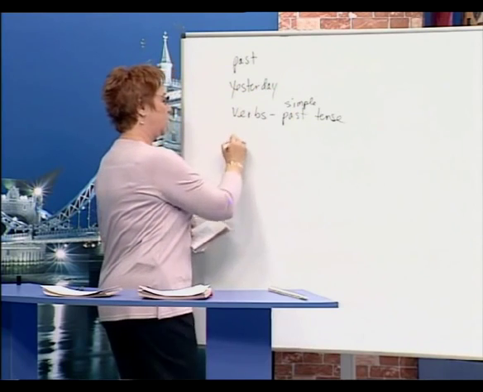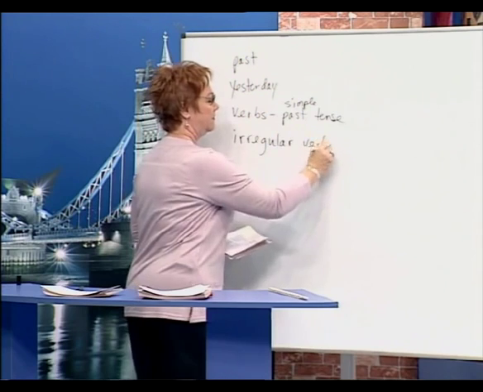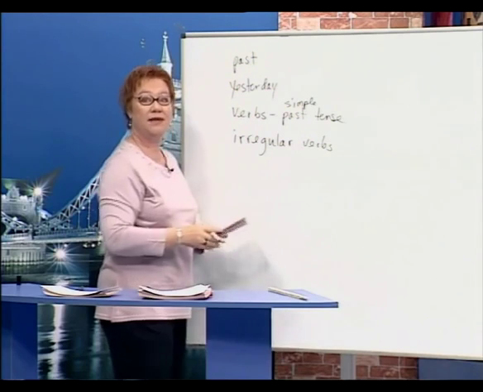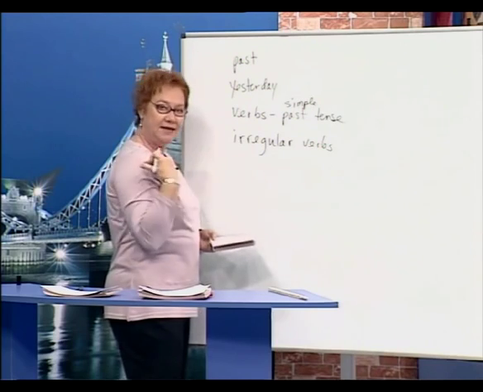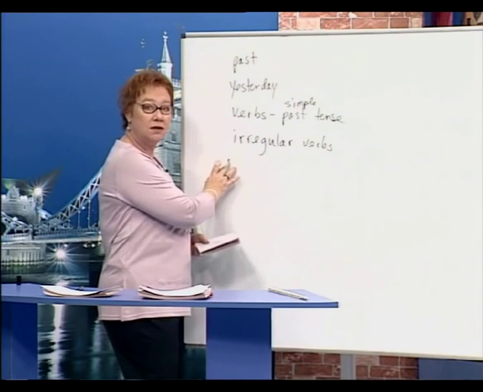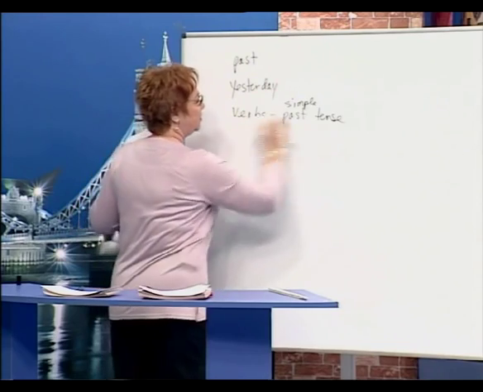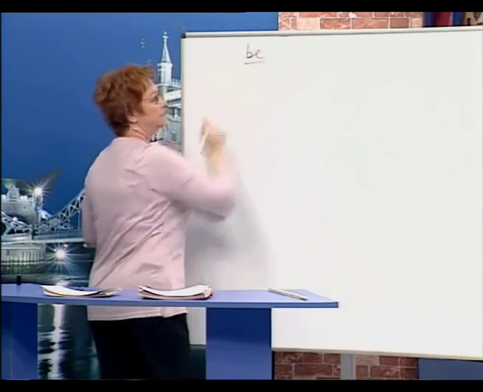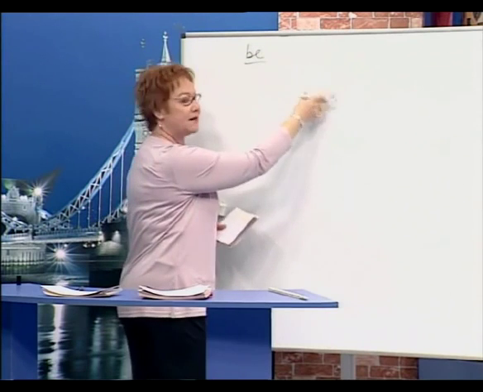Some verbs in English are called irregular verbs. Irregular verbs. These are special verbs. We saw some of them in the present tense. Now, irregular verbs change in the past tense. And today we'll talk about a few important irregular verbs. Now, first we're going to look at the verb be. Okay? Now, here we go. We'll look at it in the present and the past.